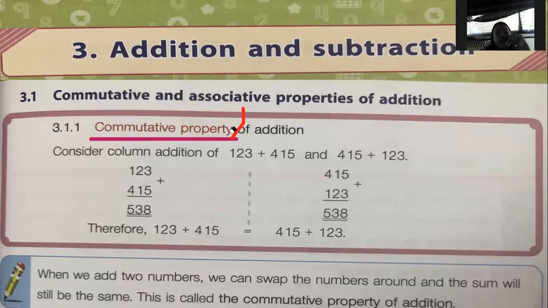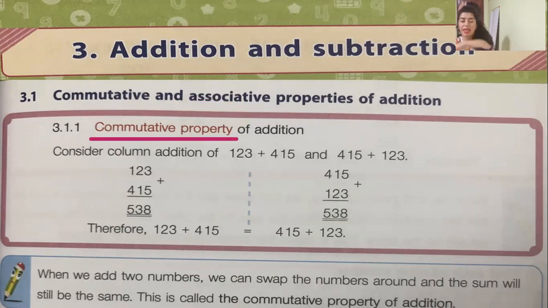419 plus 651. Very good. Again, if you say, for example, 651 plus 490, they are commutative property. They are the same, okay? They are the same. There is no difference between them. Can you please make an example for commutative property?